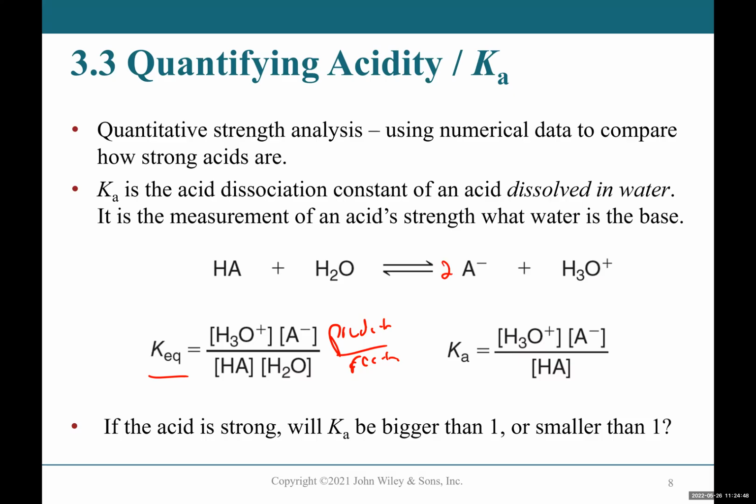And there's no superscripts right here. I mean, the superscript is 1. That's why you see the 1s right here. Actually, they go right up here. So if there was a superscript 1, it goes up here. Since water is unity, it's going to be 1. Anything divided or multiplied by 1 is 1. So if the acid is strong, will Ka be bigger than 1 or smaller than 1? Well, if you just do the math, it's going to have to be larger than 1.